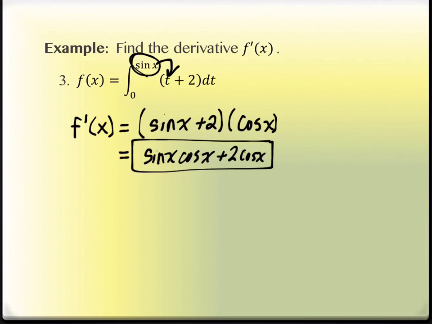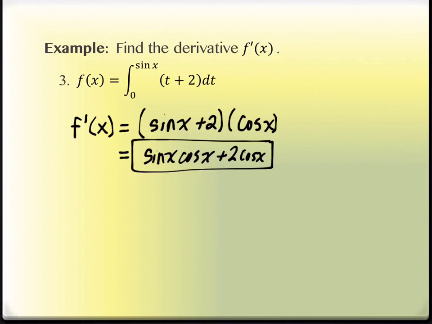The only difference is that we had a chain rule involved. That's really what happened. We had a chain rule involved, so we had to take the derivative of the inside function, the derivative of sine, which is cosine. Why is that?